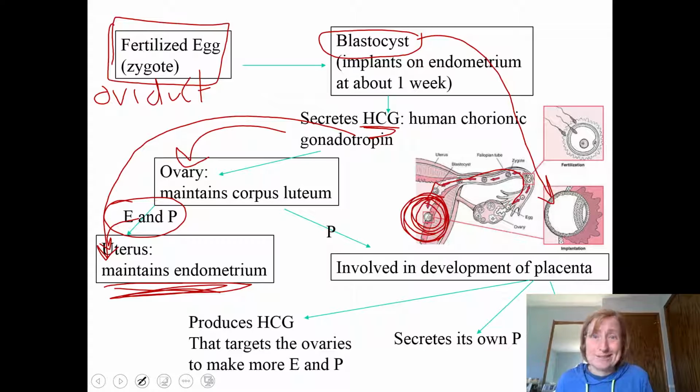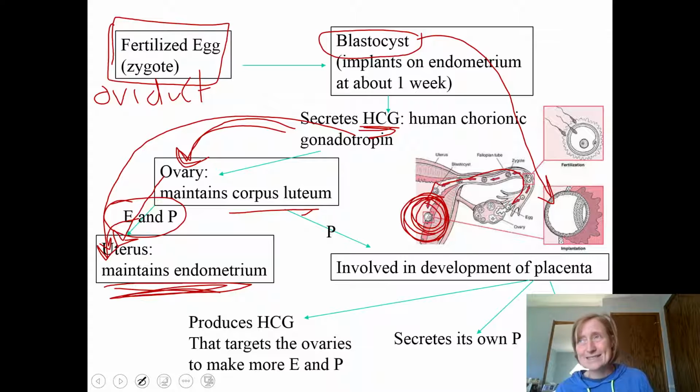Pretty cool system, huh? The little embryo just starting to grow secretes human chorionic gonadotropin that targets the ovary to maintain the corpus luteum. The estradiol and the progesterone produced by the corpus luteum target the uterus to maintain the endometrium. That's two thumbs up there, right? Yes, so this is good. The endometrium is maintained.